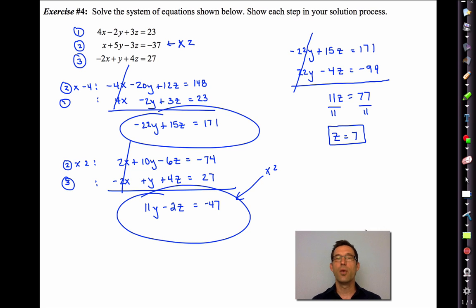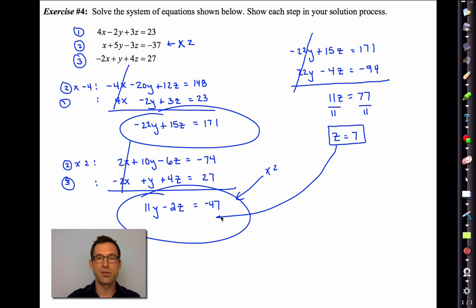All right, we can now back substitute to figure out what the y variable is. I think I'll just put it into here. That will give me 11y minus 2 times 7 equals -47. Really hoping for no arithmetic mistakes right now. Of course, you never know.